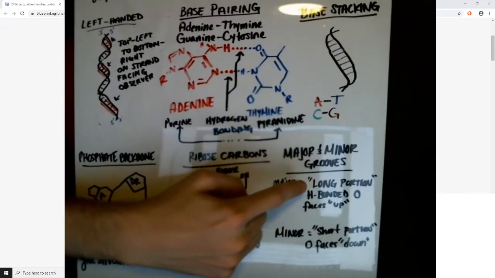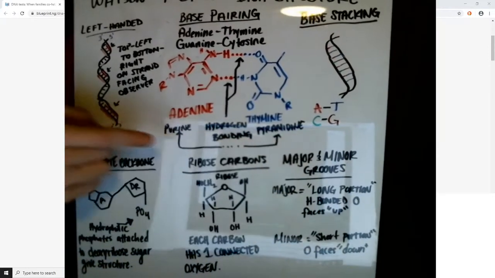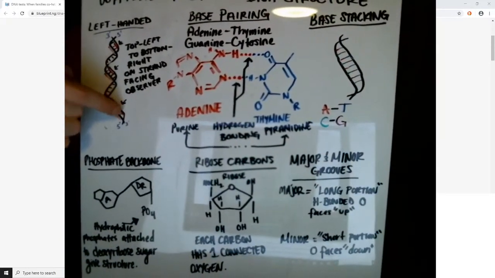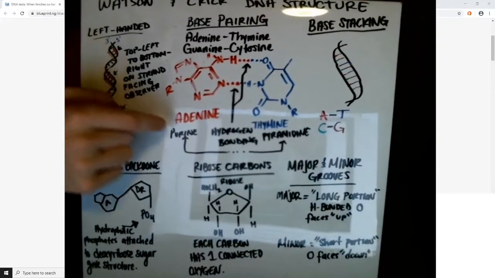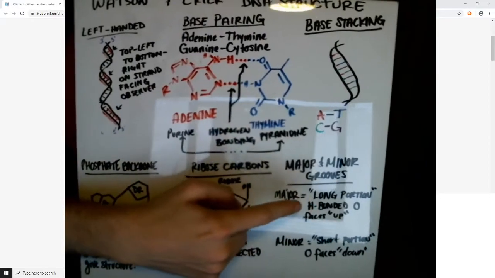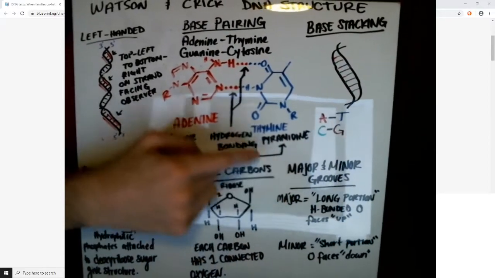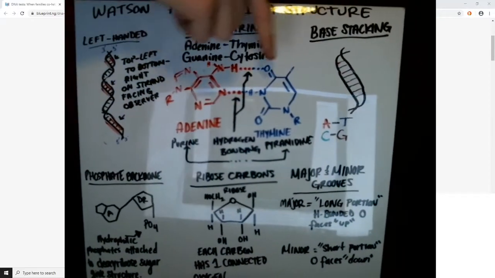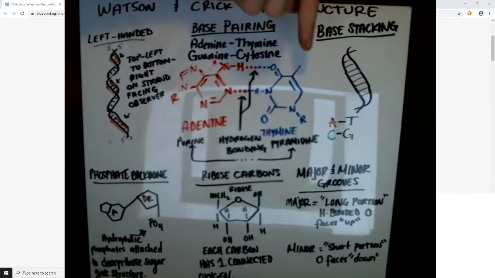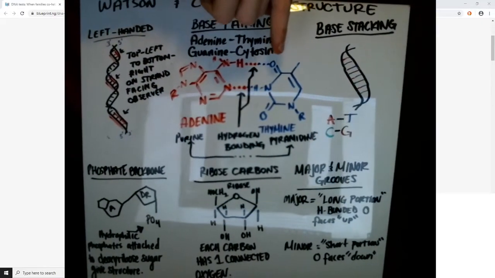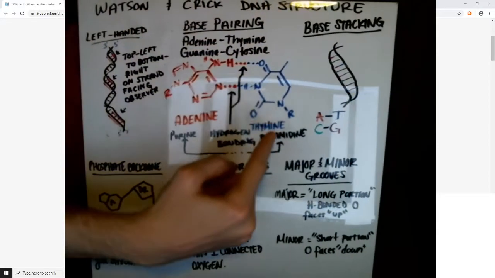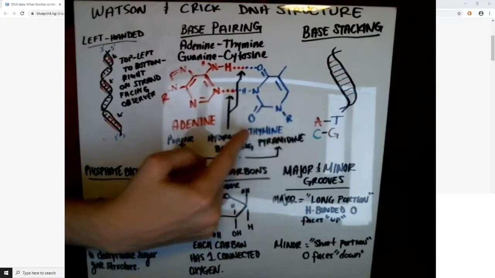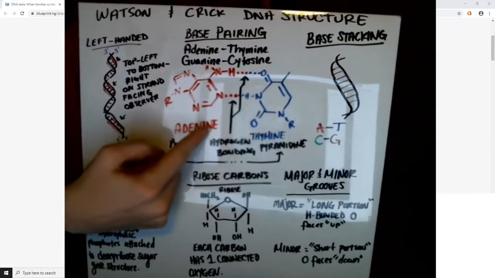The major and minor grooves of DNA can be identified easily by looking at the long versus the short sections. However, if you would like to be more specific, you can see that in the major grooves, or on this side of the base pair, the oxygen is pointed up. It's also participating in the hydrogen bonding. In the minor portion of the groove, or the minor groove, the oxygen is pointed downward. It's not participating in the hydrogen bonding.